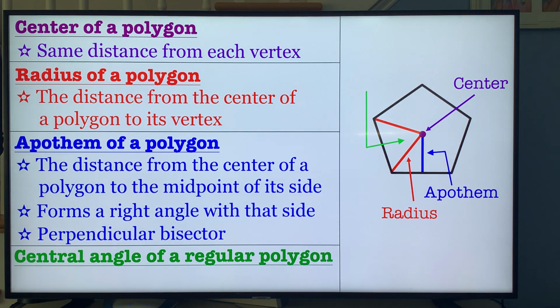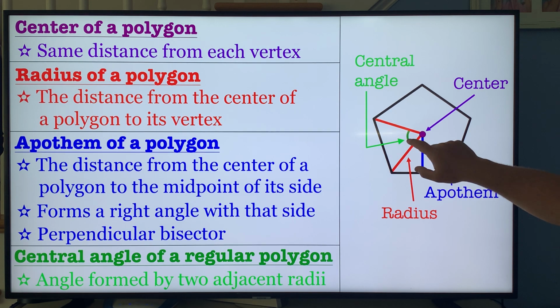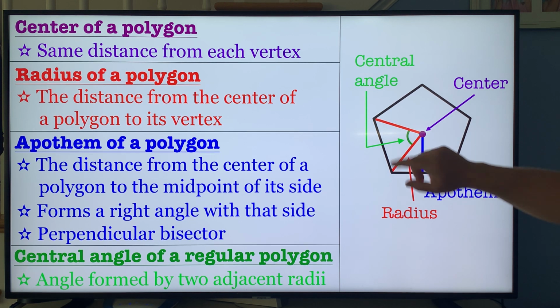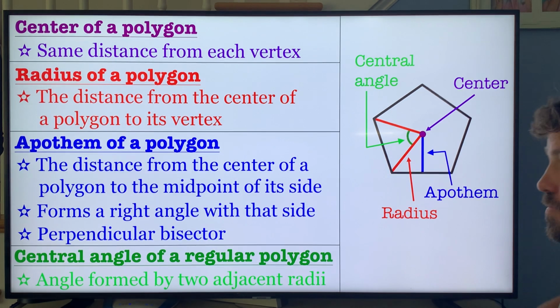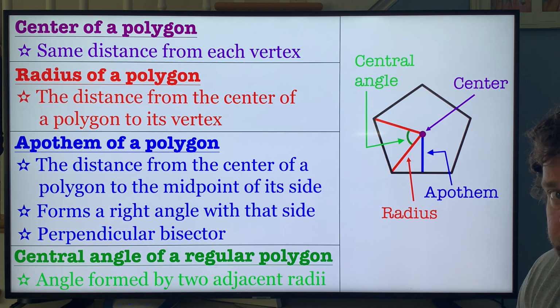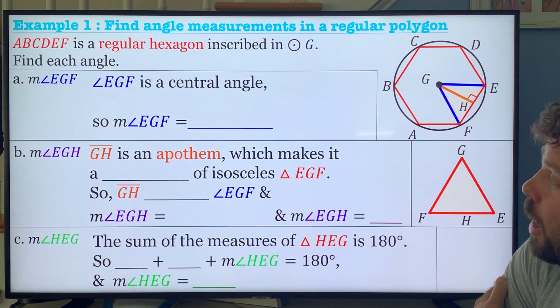Central angle of the regular polygon. So the central angle is the angle formed by two adjacent radii. We're not really going to be using that too much, but this is the angle right here. The way you would find the central angle is you take 360 divided by the number of sides. If you want to use trig stuff later on, we can use that for trig functions. But we're not going to even get into that because this is just a bonus quick episode.